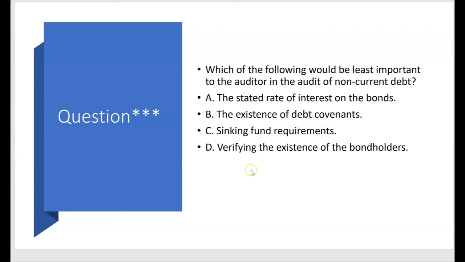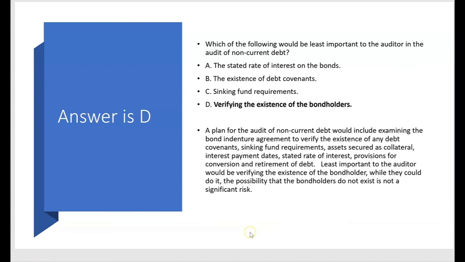How about D? Verifying the existence of the bondholders. D is the answer because that would be the least important of the four to the auditor, verifying the existence of the bondholder. While they could do it, the possibility that the bondholders do not exist, that's not a significant risk. So we'll go with letter D.